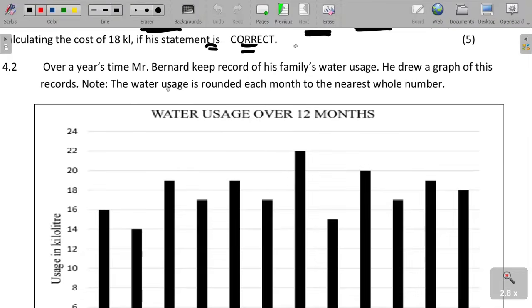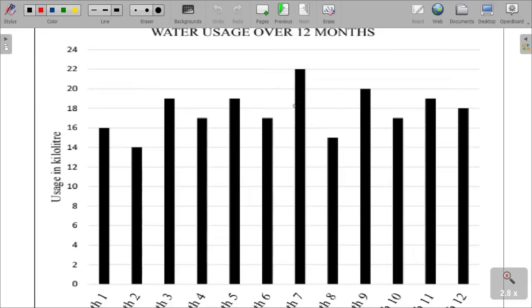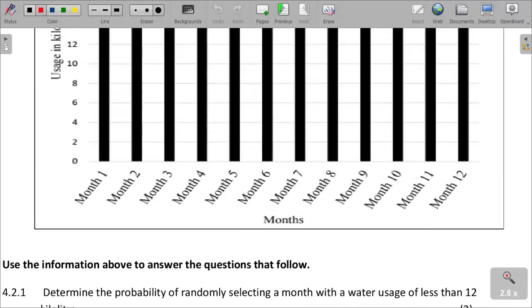Over a year's time, Bernard kept a record of his family's water usage. He drew a bar graph and recorded the results that are shown there. The water usage is rounded each month to the nearest whole number. Usage in kiloliters is given there, and then we are given months 1 to 12.